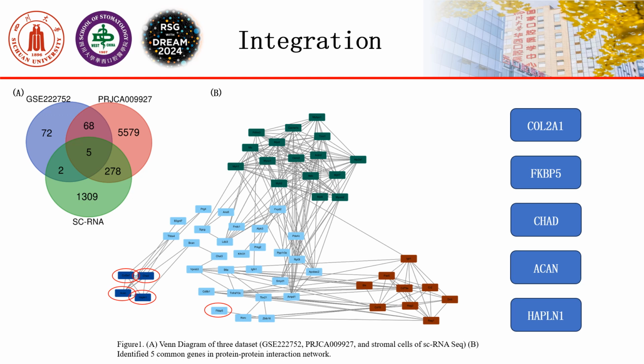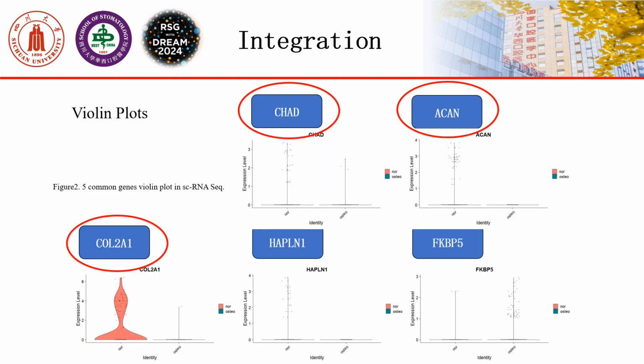Later, we analyzed the differentially expressed genes we found in stromal cells and compared them with our previous bulk RNA sequencing results. We can see there are 5 genes associated with osteoporosis, and 4 out of 5 were in the CHAD module. So we looked at the expression levels of these 4 genes, and they are expressed higher in the control group compared to the osteoporosis group, especially COL2A1.